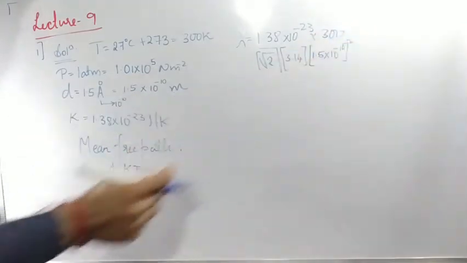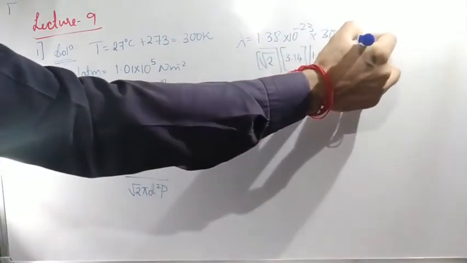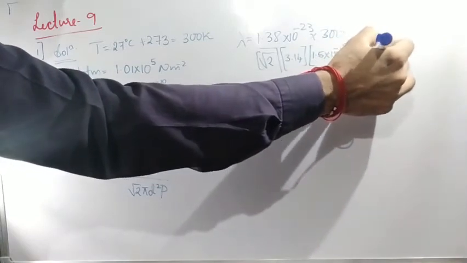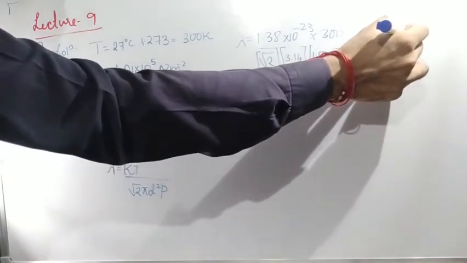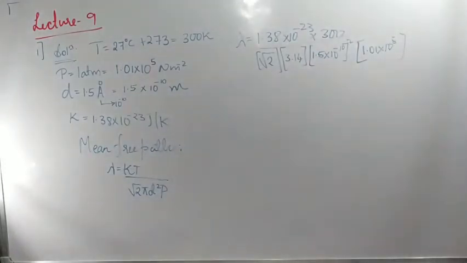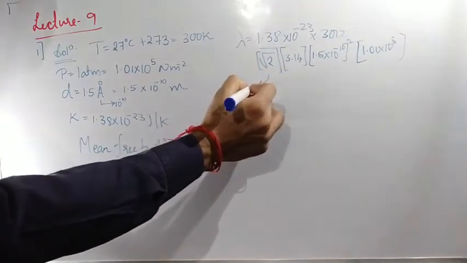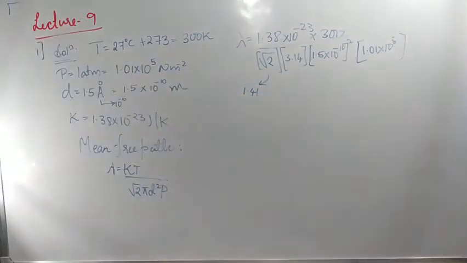This is whole square. P value is here we are having 1.01 into 10 to the power of 5. Clear? So 1.38 into 10 to the power of minus 23 into 300 divided by root 2. Root 2 value will be almost 1.41. Pi value 3.14.